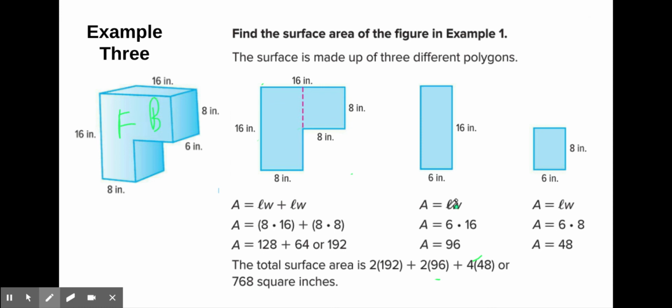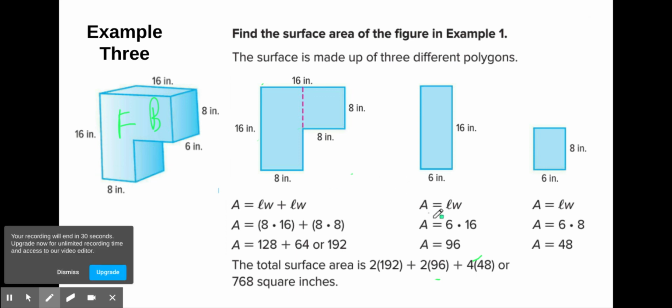Now we talk about length times width. 6 times 16. Well, that's this part. Yes, 6 is right here and 16 up. And 2 times 96, because again, this back side is going to be the same as this front side. The left is going to be the same as the right. Just because it goes in doesn't mean it's not.